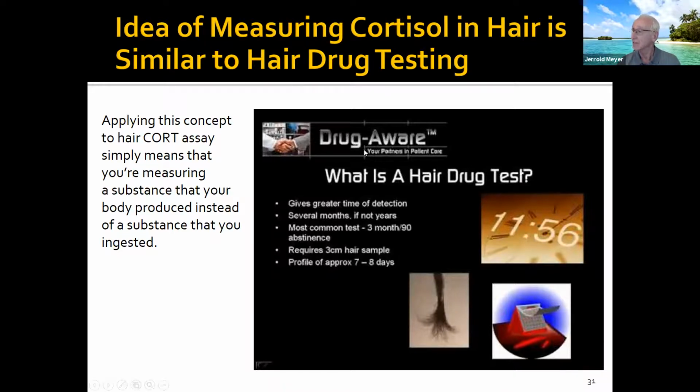So this is something I just downloaded from the website of a company that does hair drug testing. If you're an employer, you might employ that company if you want to test job applicants or your employees for drug use.